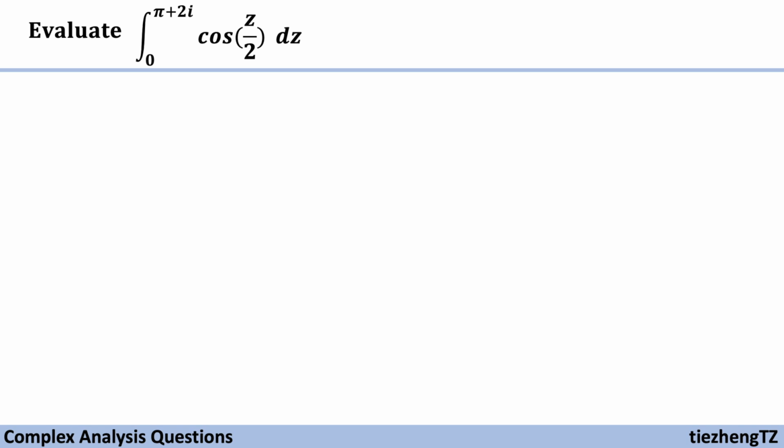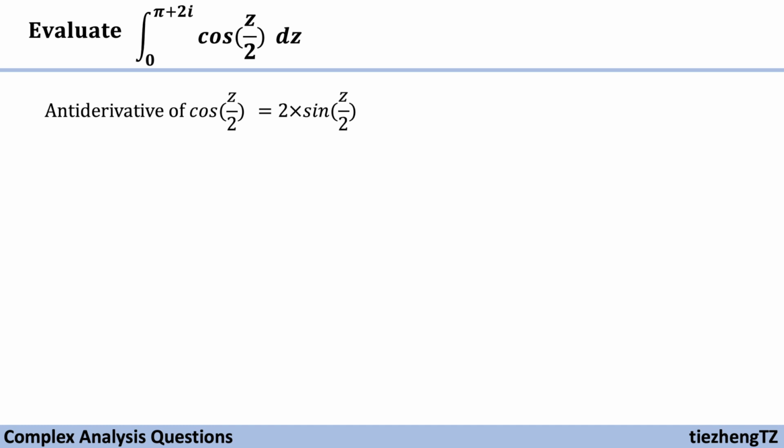This question is to evaluate the integral from 0 to pi plus 2i of cosine half z dz. So just like the example in the previous video, we just need to find the antiderivative of cosine half z, and then we just substitute using the integral limits, and then we do the math. So first, the antiderivative of cosine half z in this question.